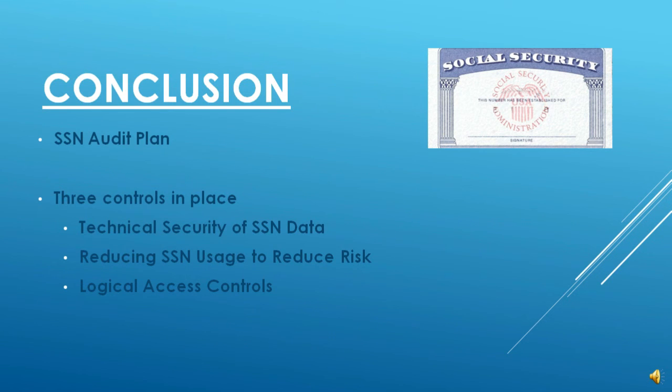To conclude, the Social Security number audit plan objective is in place to evaluate the design and effectiveness of the operational process related to the storage, use, and transmission of Social Security number usage. We have 3 controls in place, and we have testing individually for the 3 controls to make sure everything is working correctly. If anyone has any questions, please feel free to reach out to us.